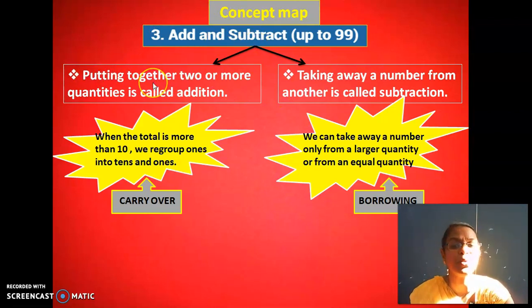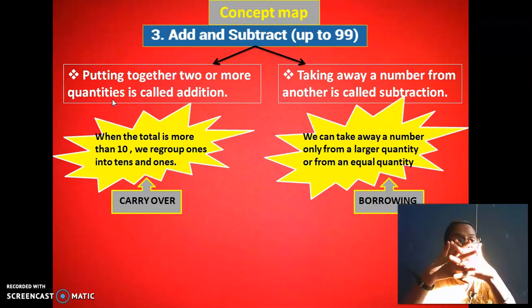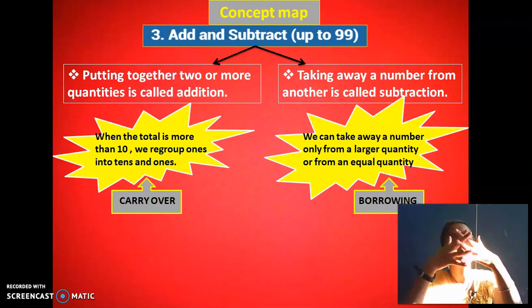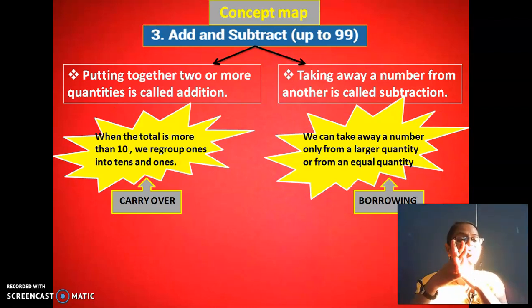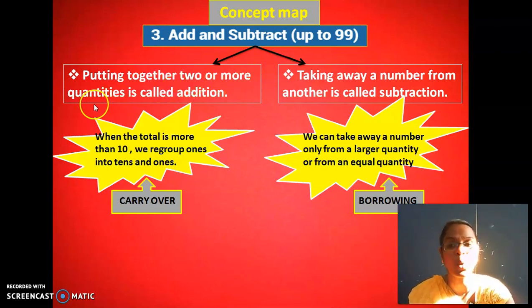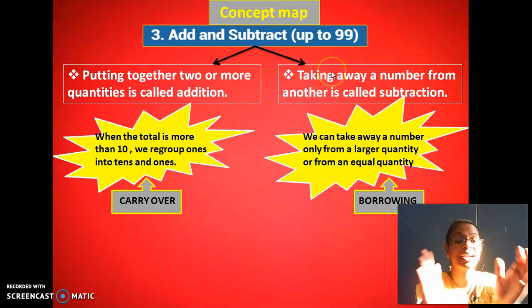So, putting together. What is that? Putting together two or more quantities. So, you are going to put together. Together means that is nothing but addition. So, putting together two or more quantities or numbers is called addition. What about the subtraction? Yeah, taking away.